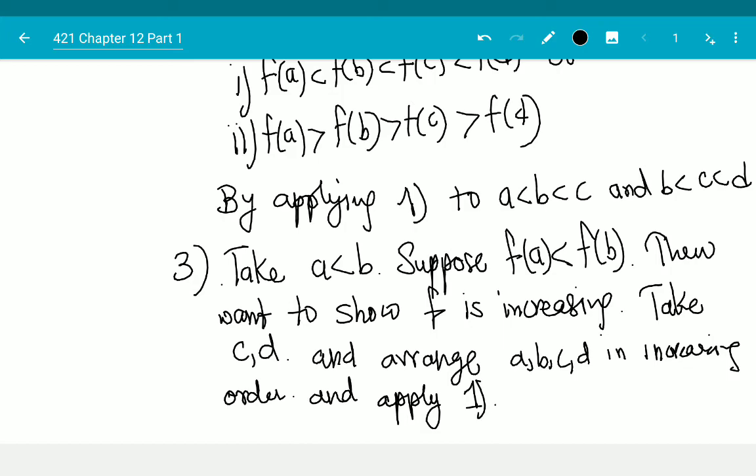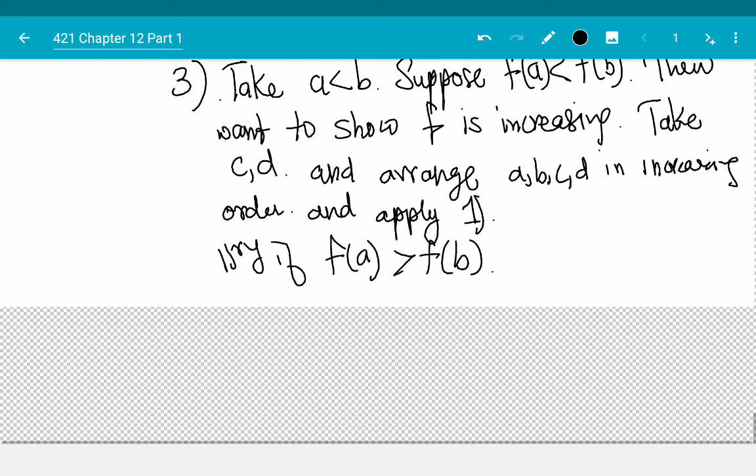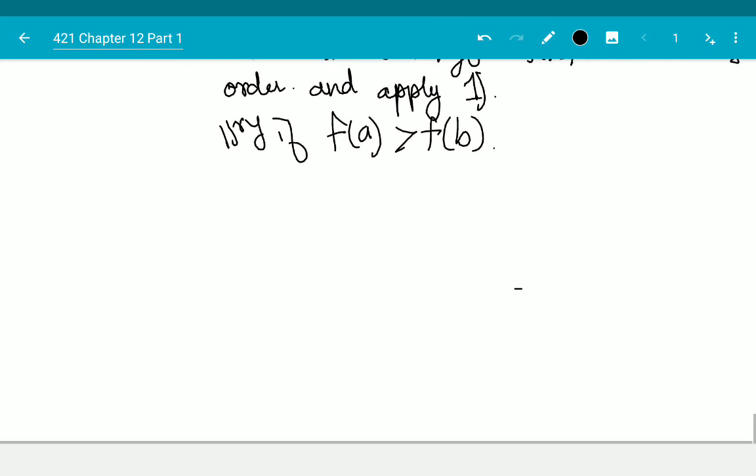Similarly, if f of A is greater than f of B, right? As soon as you take C and D, you can see that, oh, either these 3 points have to have it increasing, or the 3 points have to have it decreasing, and in either case, my function is consistently increasing or decreasing. So let us do some examples.